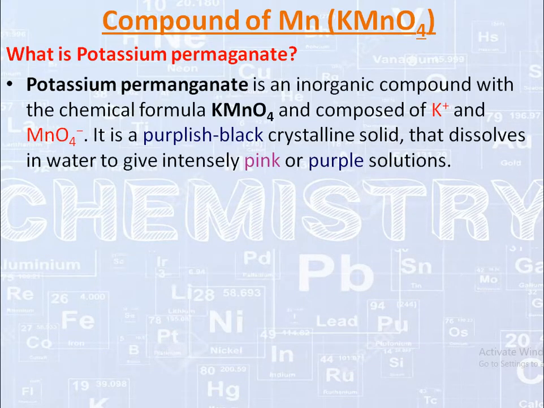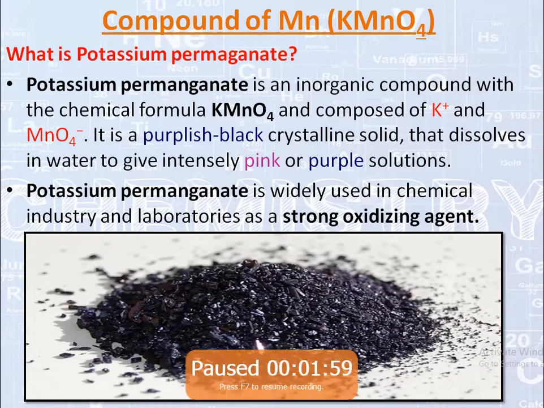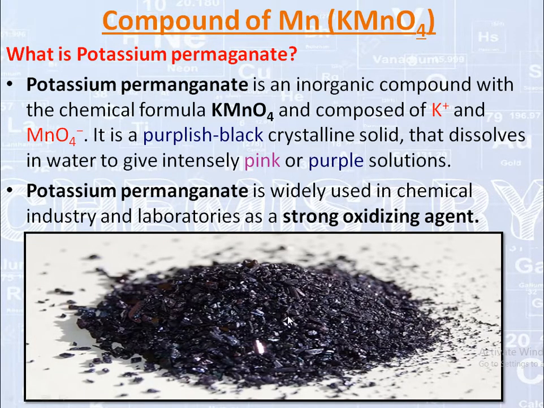So potassium permanganate is an inorganic compound with a chemical formula KMnO4 and which is composed of K plus and MnO4 minus ion. It is purplish black crystalline solid that dissolves in water to give pink or purple solution. And potassium permanganate is widely used in a chemical industry and in laboratories as a strong oxidizing agent. So this is the crystalline solid of KMnO4, which is dark purple or nearly black in color.